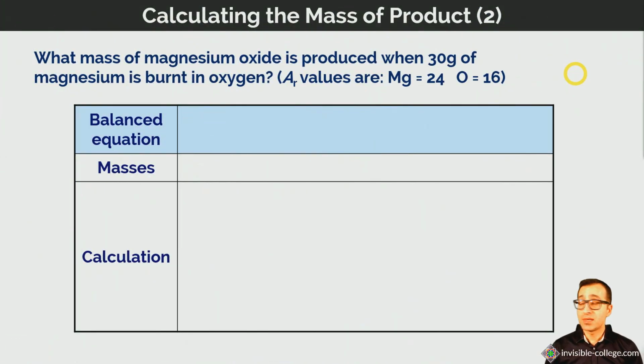All right, so again, the approach that we take here is very similar. We start with the balanced symbol equation, and then we calculate the masses in terms of the moles of each substance in the actual balanced symbol equation. So here we can see 2 moles of magnesium react to produce 2 moles of magnesium oxide. So imagine that we had 2 moles of magnesium.